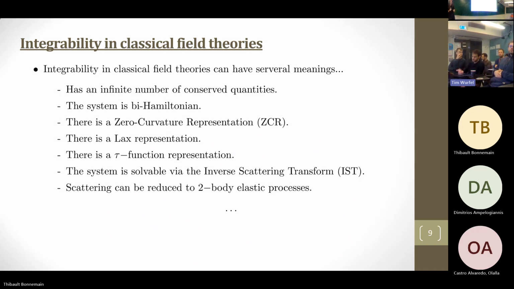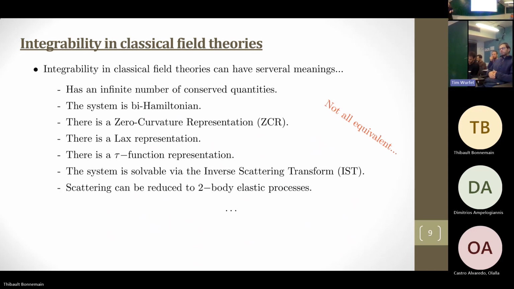No, that's the thing. Or, yeah, the scattering can be reduced to two-body elastic processes, like Zabusky and Kruskal, so it turns out interacting elastically. But in fact, as you said, those definitions or properties are not all equivalent. It's only if you have an infinite number of degrees of freedom, the classical definition by Liouville, otherwise it becomes a bit murky. It doesn't mean that it has an infinite number of conserved quantities. Yes, so I'll make this more precise in the next two slides, as there's a more rigorous statement here. But yeah, not all these properties are equivalent.